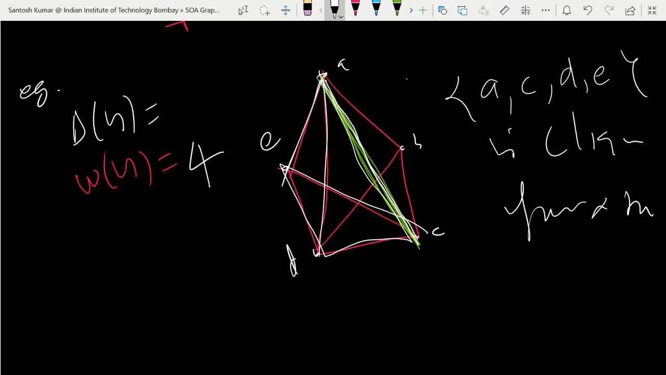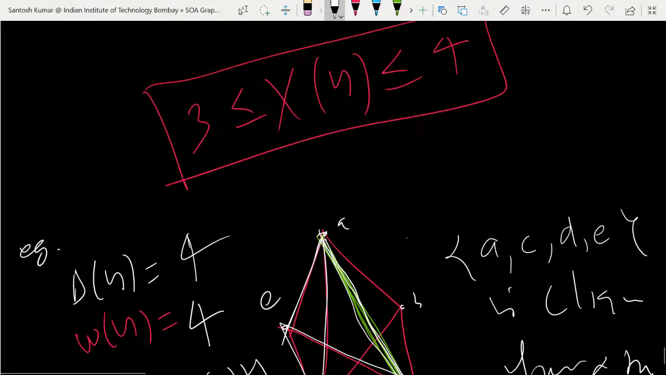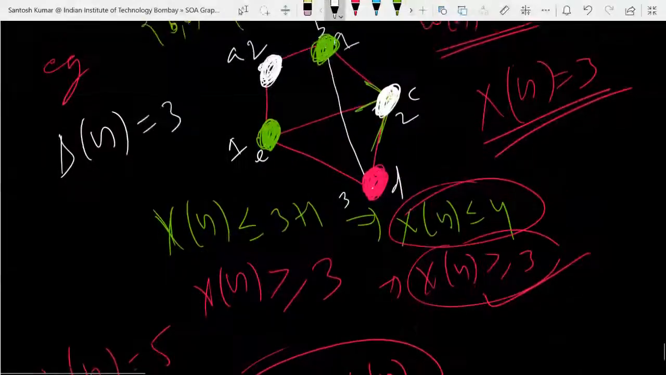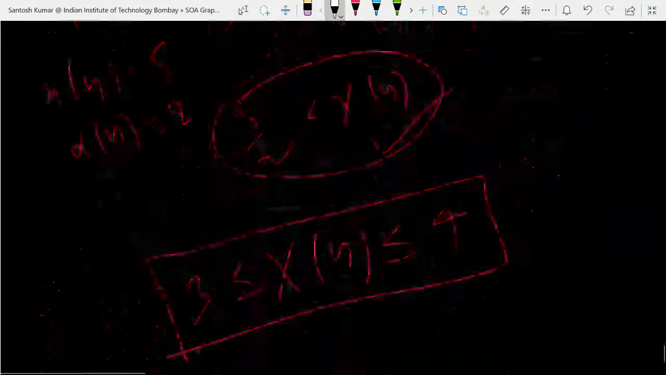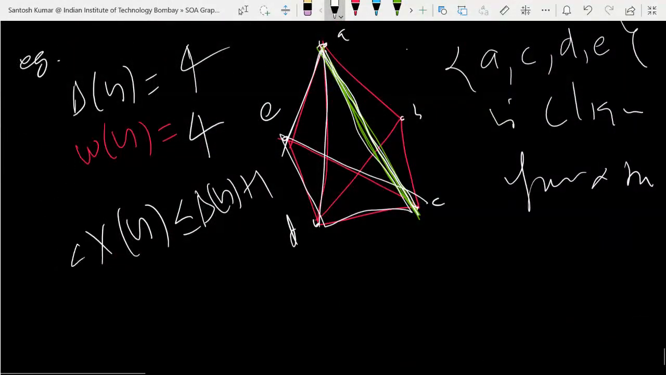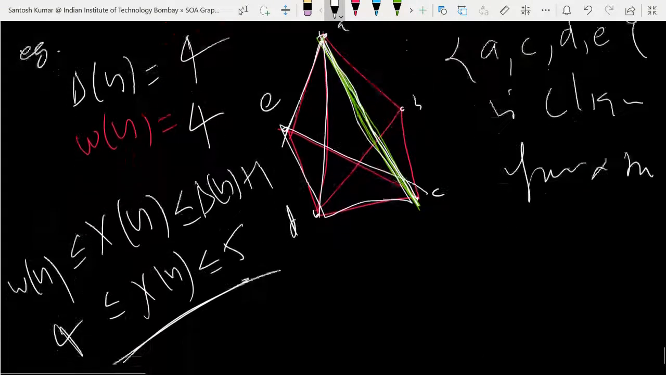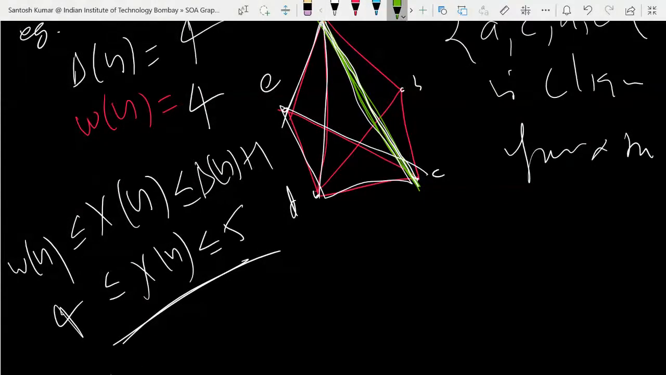So from here you can decide, you know already, the chromatic number is less than or equal to delta G plus 1, where I used delta G plus 1. Again here you can see, it is more than or equal to this, so again bounds can be found. So more than or equal to 4, less than or equal to 5. I think it will be 4, maybe.